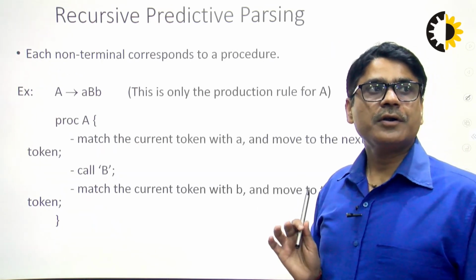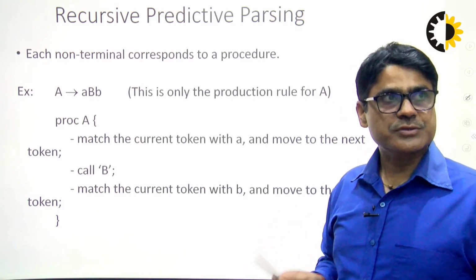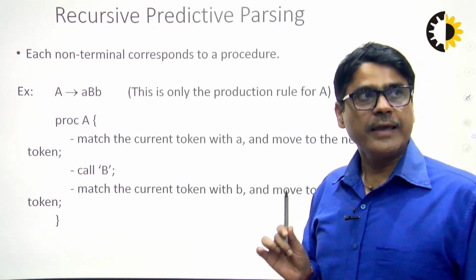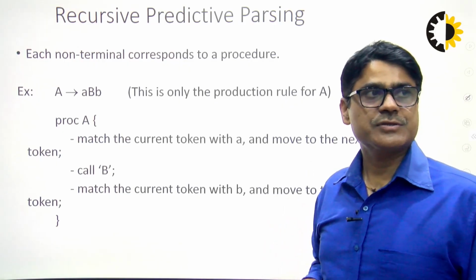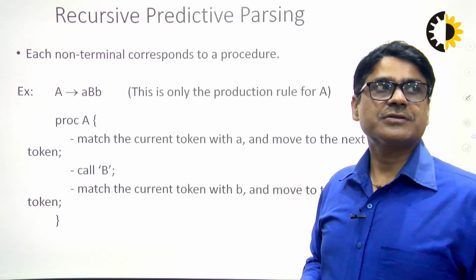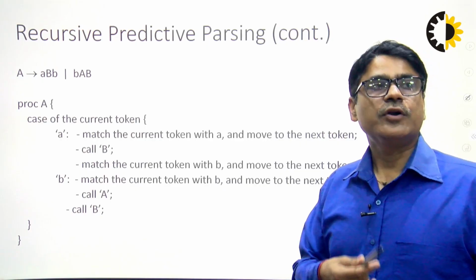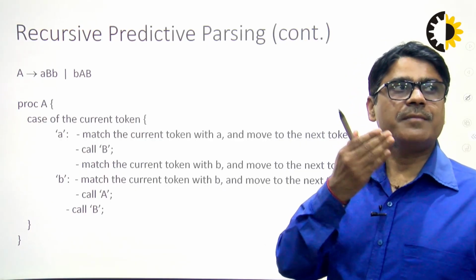If you are talking about a recursive predictive parser, each non-terminal corresponds to a procedure. A produces aBB. This is the production rule for a procedure. Every particular left-hand side is called a procedure, and the right-hand side is made up of tokens. For procedure A, the derivation is aBB.